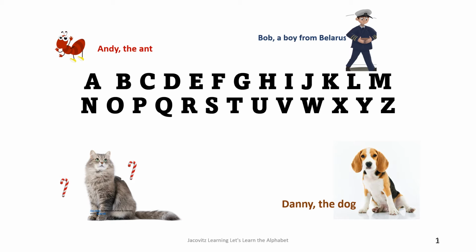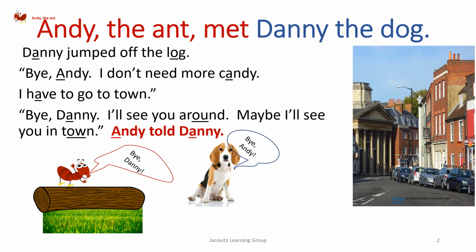Remember in the last video, we talked about Andy the ant, who met Danny the dog. And remember our sounds: Danny, short A, Danny jumped off, short O, log. So you have two here, I'm going to draw the colors, two red. We call these cognates because they're sounds of each other. And this one is here, short A, with Andy, ant, Danny, and here's dog. Try to remember there's a vowel in front of each sound. So we were here where Danny jumped off the log.